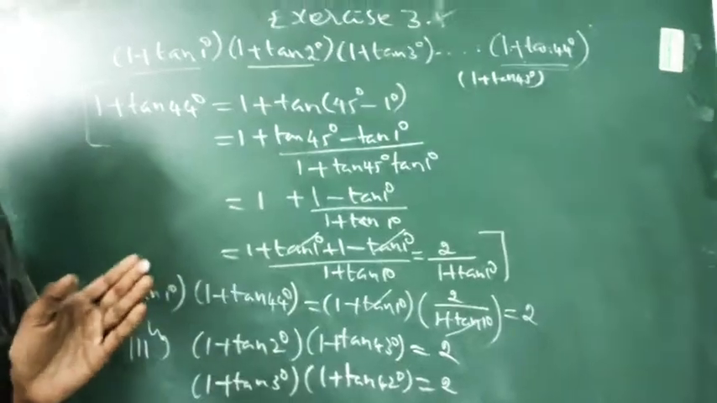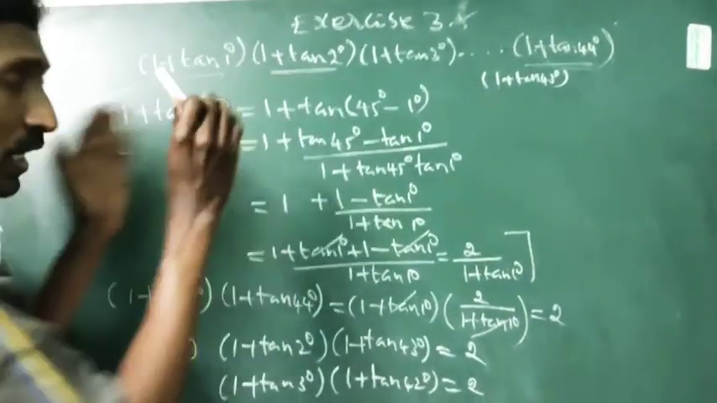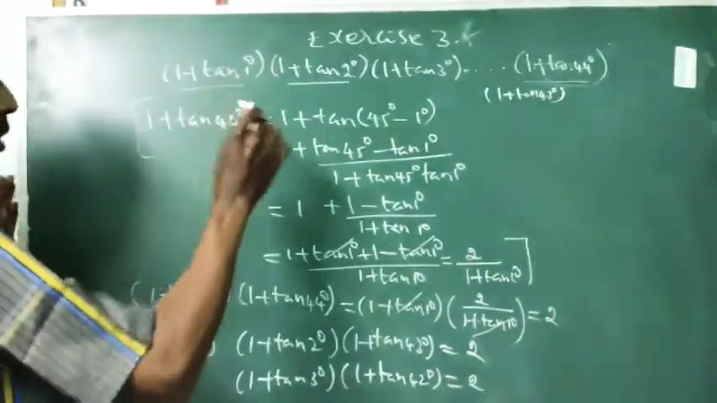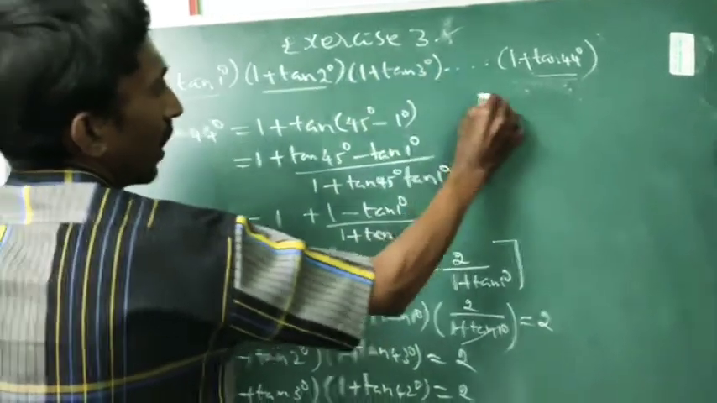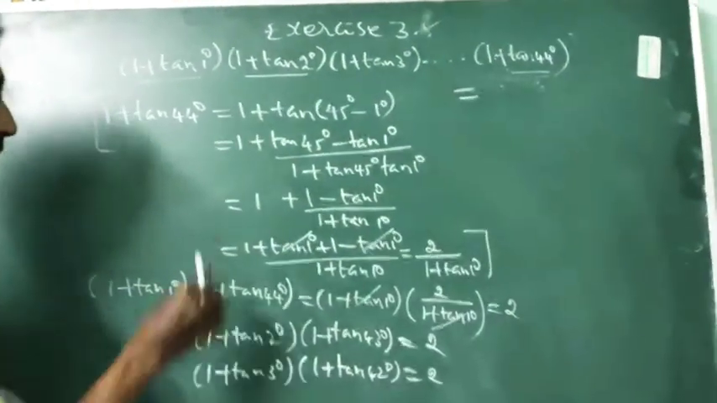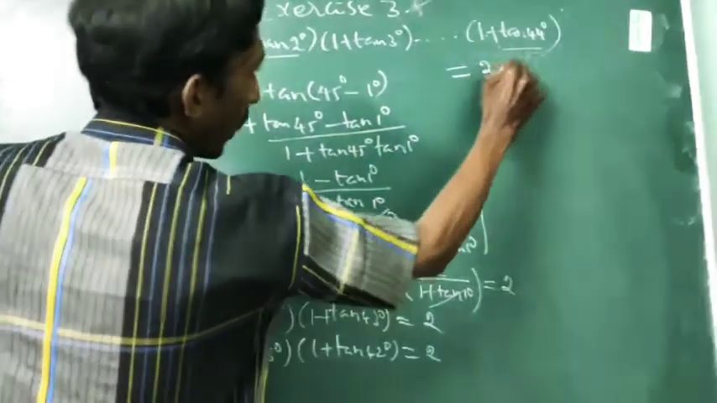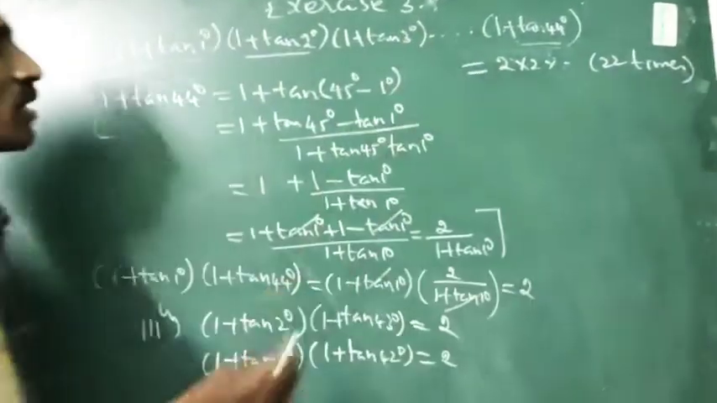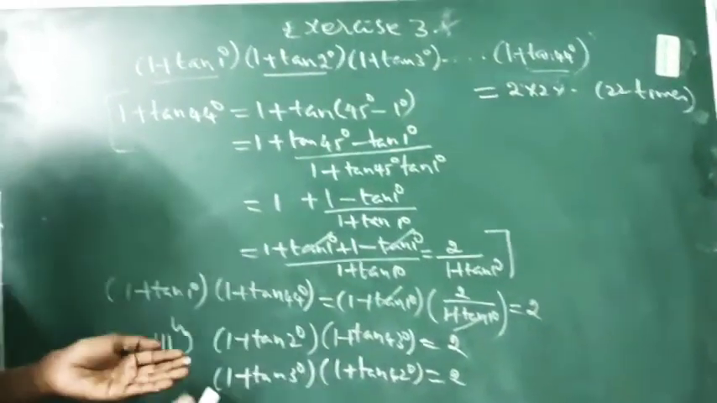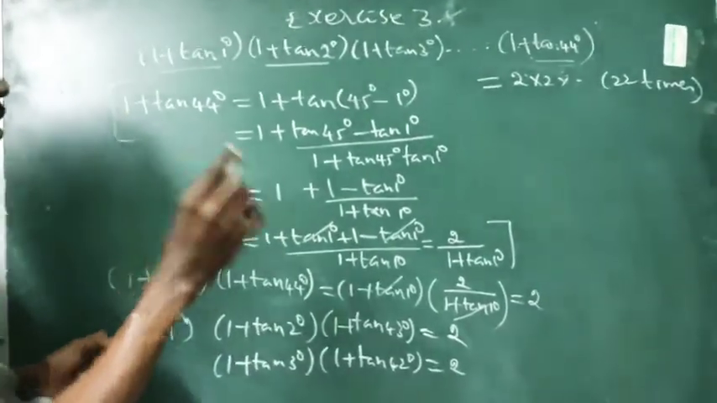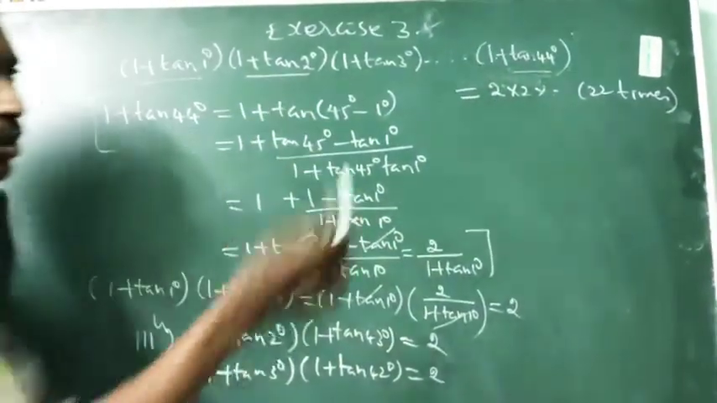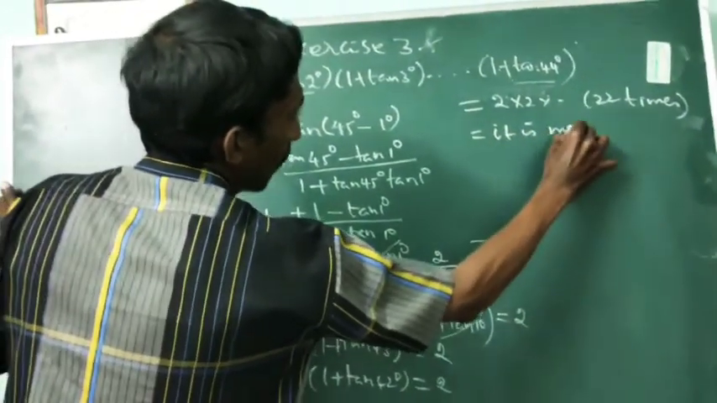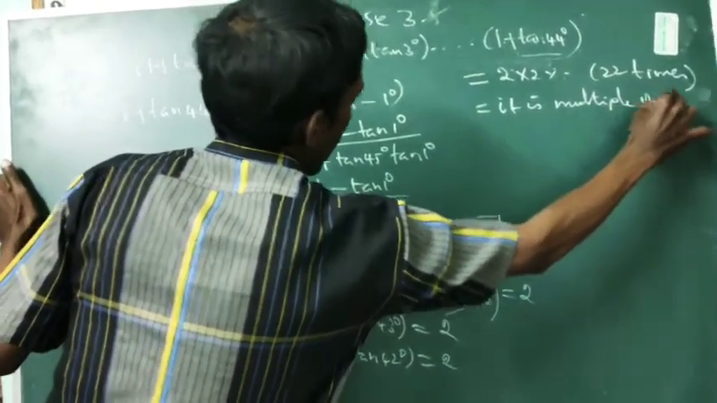We are combining 2 by 2. So 44 terms become 22 pairs. So the product of the given expansion is nothing but 2 into 2 into 2, 22 times, because 44 terms can be combined as 22 pairs. Each pair value is 2. So already first 2 into 2 is 4. So obviously it is a multiple of 4. You can write it directly.